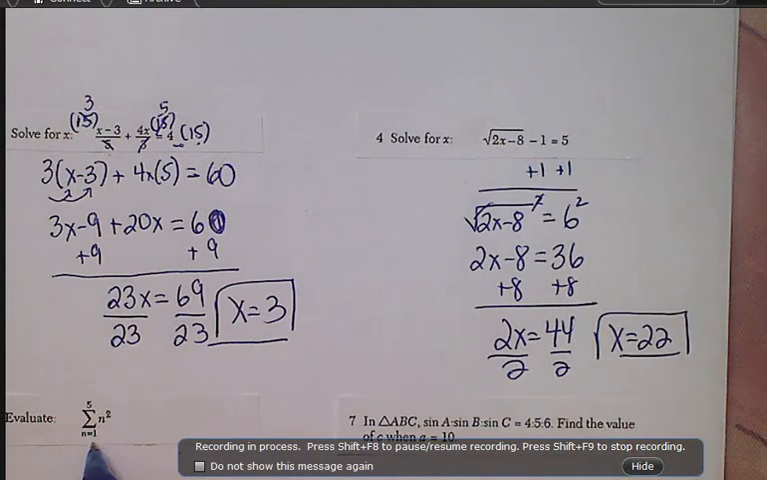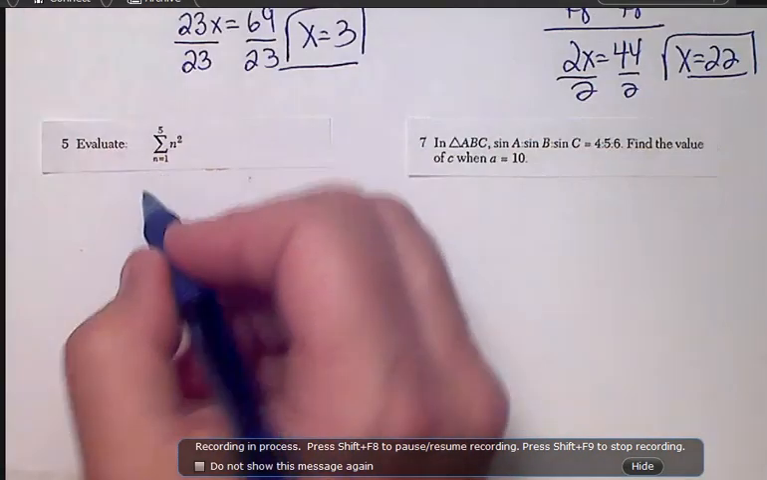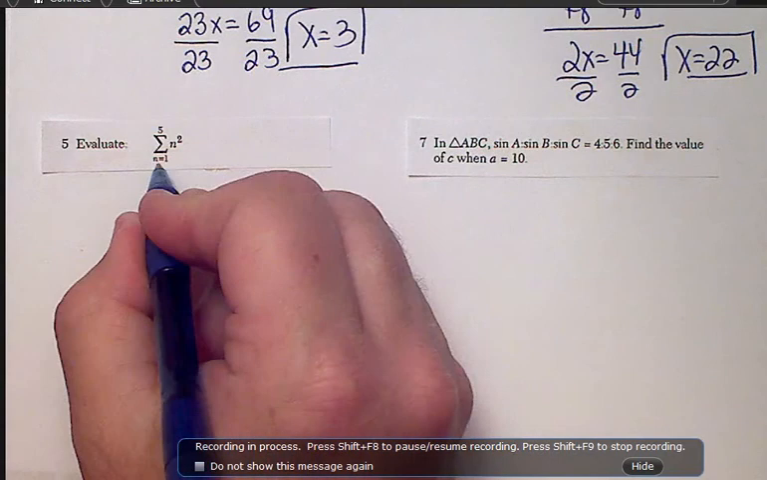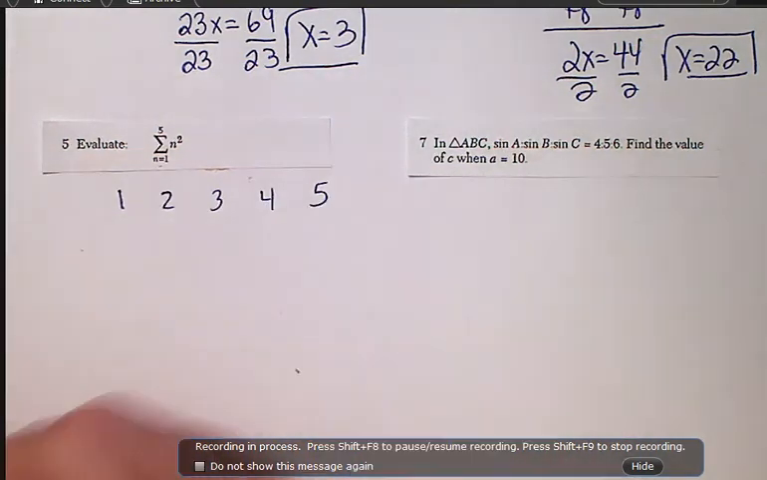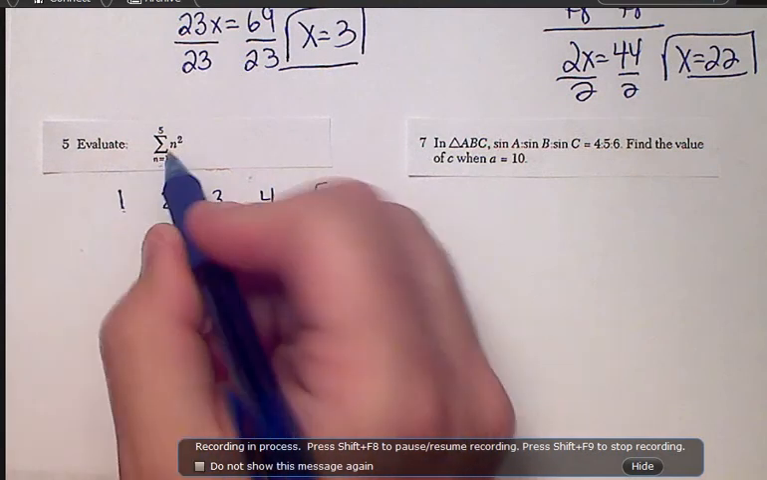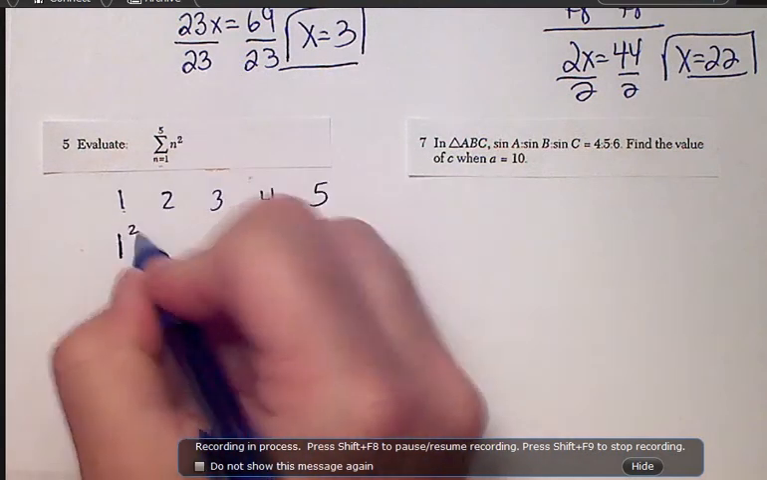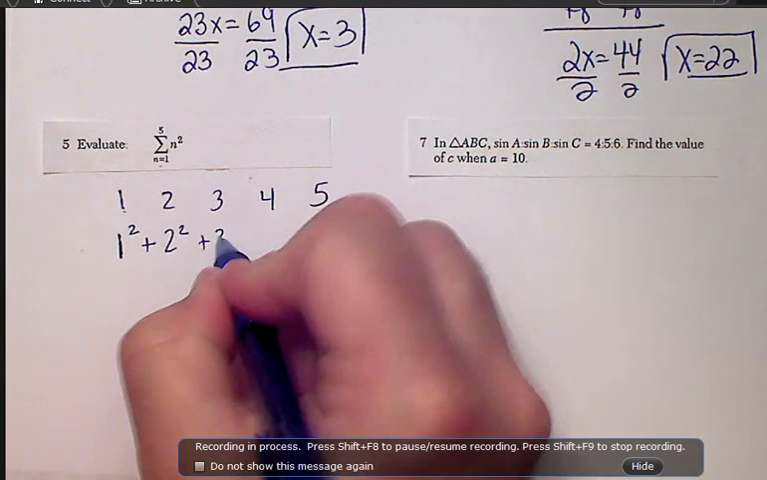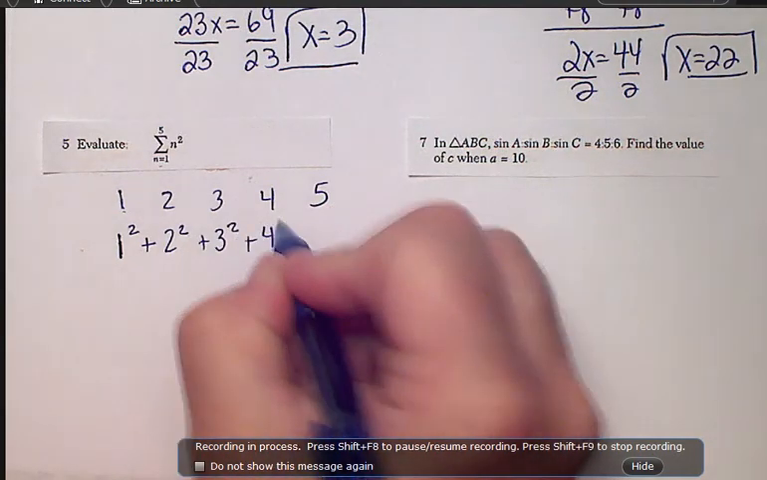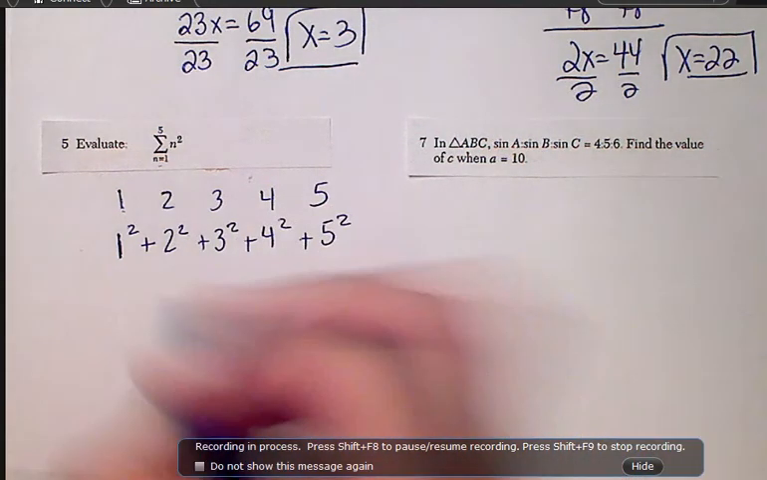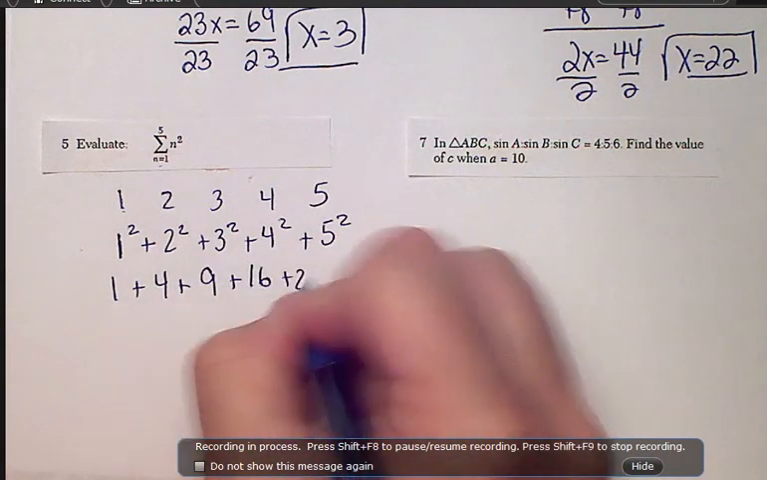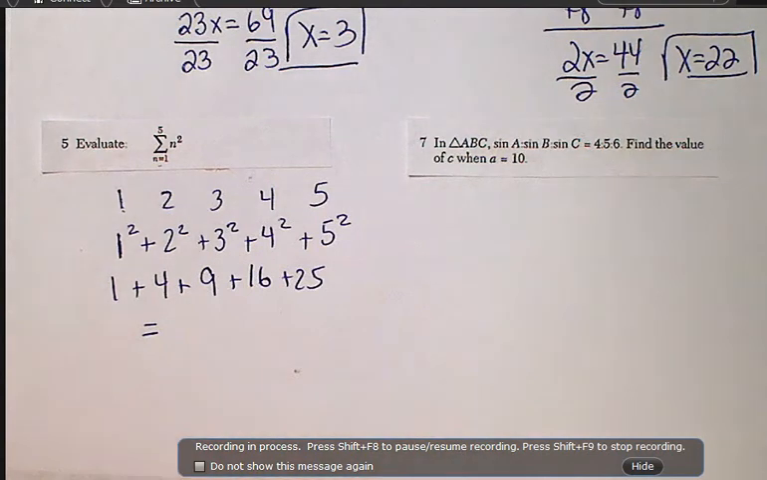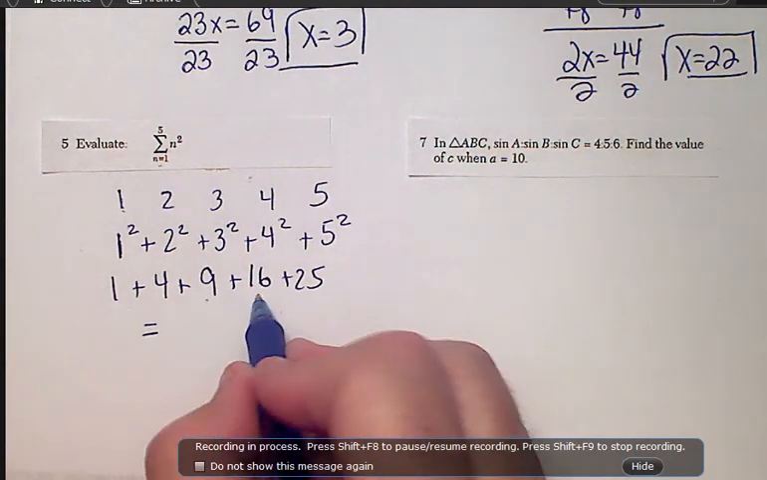Next one. This one means we want to take the sum of a bunch of things. So we start with 1 and we go to 5. That tells us what we have to let n equal. So when n equals 1, we get 1 squared. Then we get 2 squared. Then we get 3 squared. And then 4 squared. And then 5 squared. And we're adding all those things together. That's 1 and 4 and 9 and 16 and 25. And then that's going to equal 5, 14, 30, 55.